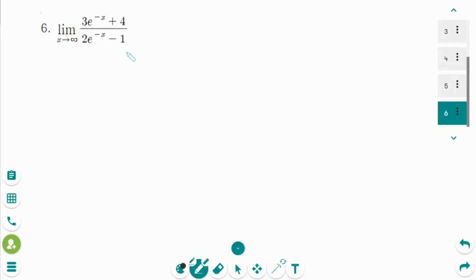This is the next question. This is not the same as question 5. It's not the infinity over infinity form, because as limit x approaches infinity, this is infinity, and then this is minus infinity, and then change the form. See, this is infinity, which is 0. Okay, so you can just put infinity into x. This is not infinity over infinity form.